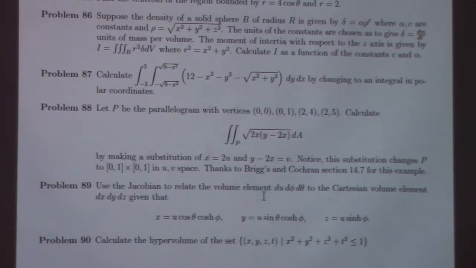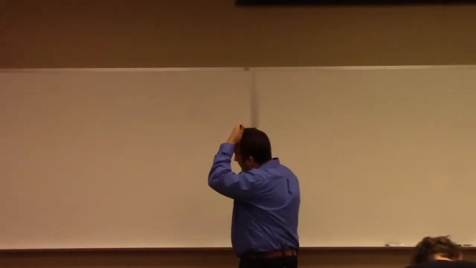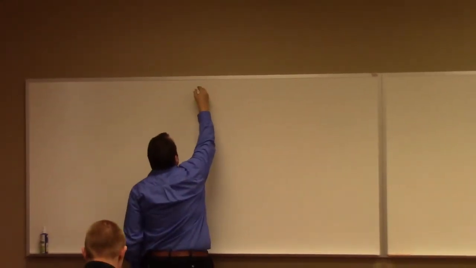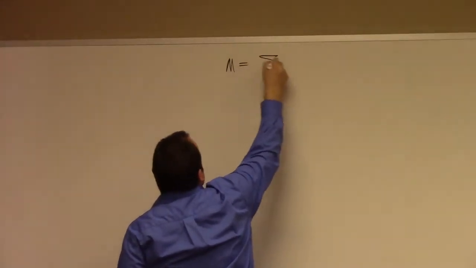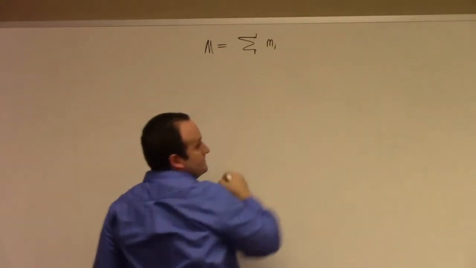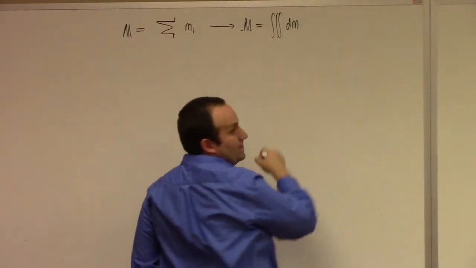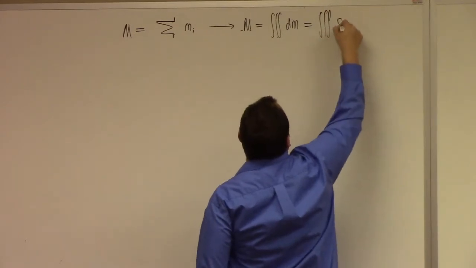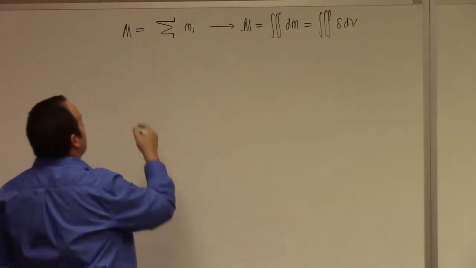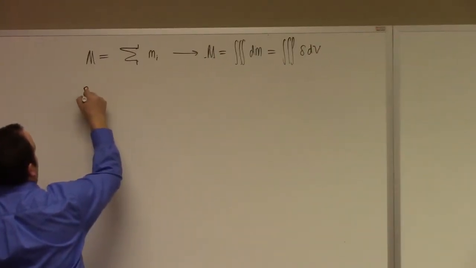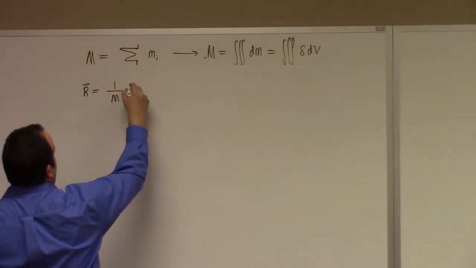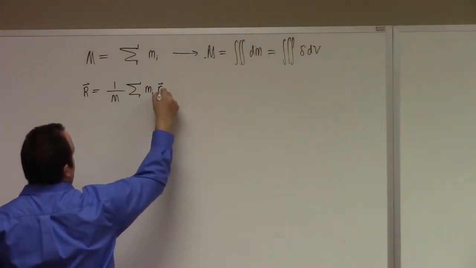Tell you what, let me put this away. So just to reiterate, the total mass is the sum over the masses, right? The total mass is equal to the triple integral over dm, which you express as the triple integral over the density times dv. The center of mass vector is 1 over the total mass, and then what you do is you do the sum over m sub i, the ith position vector, i equals 1 to n, right?